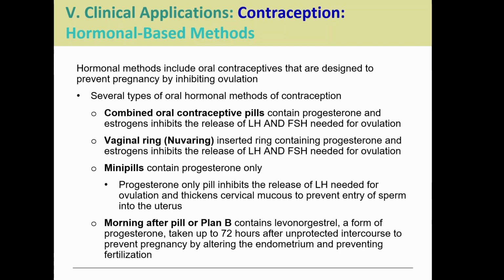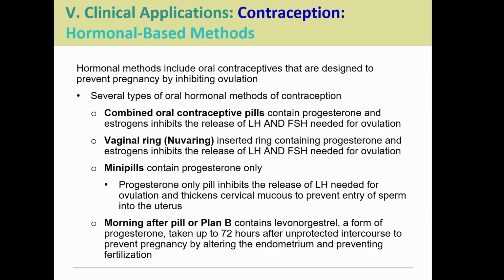This is a form of progesterone. Again, it can be taken up to 72 hours after intercourse, but after those 72 hours, you really can't rely on it. Now, this can prevent pregnancy because it can alter the endometrium and prevent fertilization and prevent implantation. But after pregnancy is already achieved, the morning after pill cannot do anything.